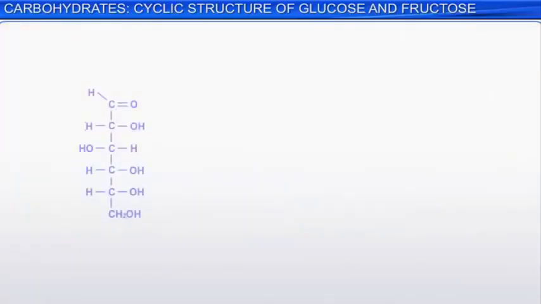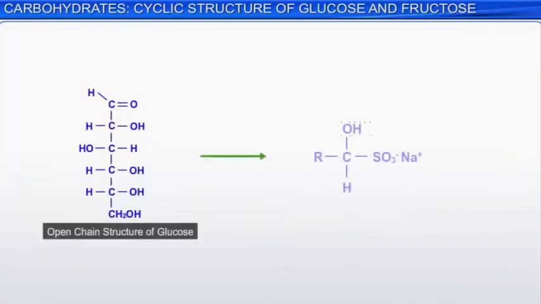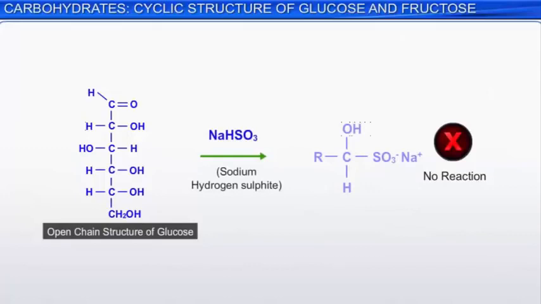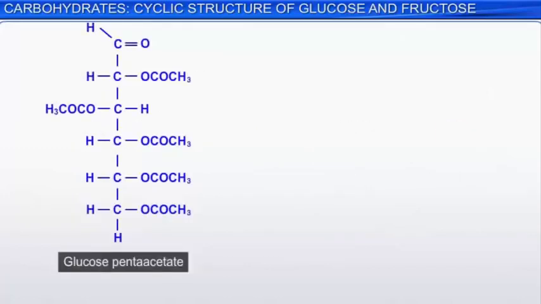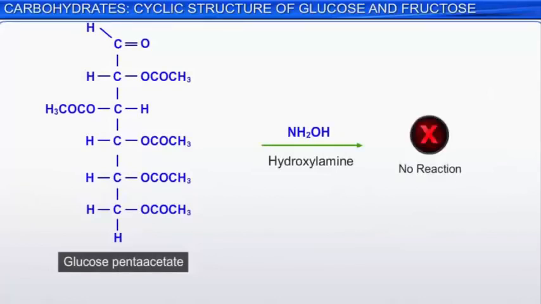Additionally, glucose does not form the hydrogen sulfite addition product when it reacts with sodium hydrogen sulfite. Also, the pentaacetate derivative of glucose does not react with hydroxylamine. This further suggests that there is no free CHO group in glucose.